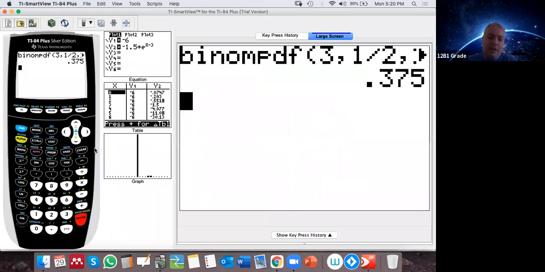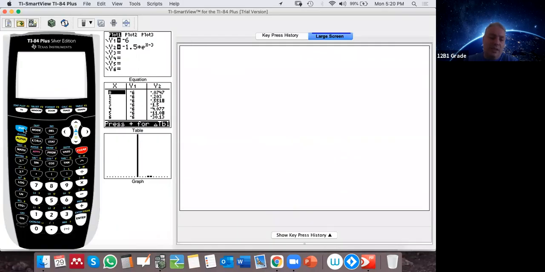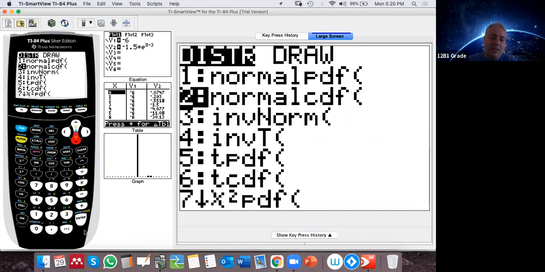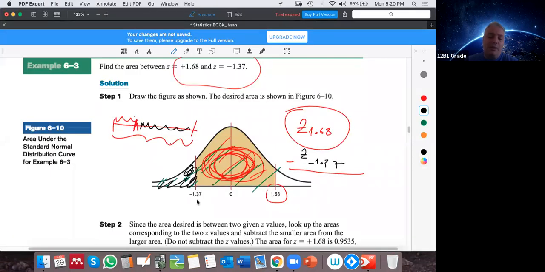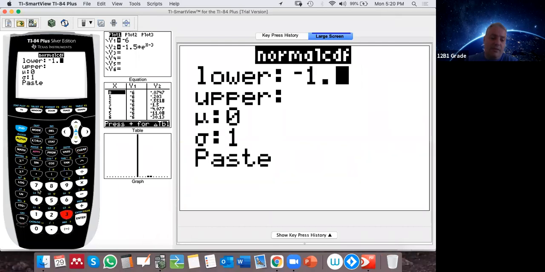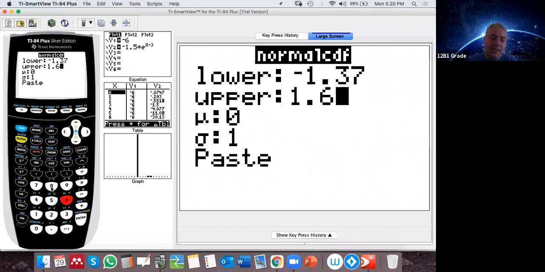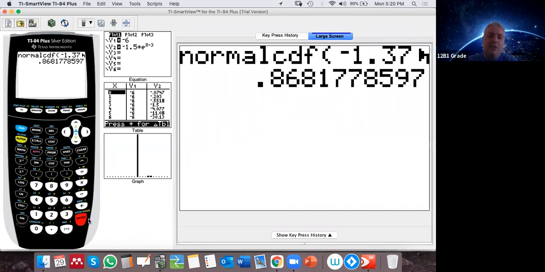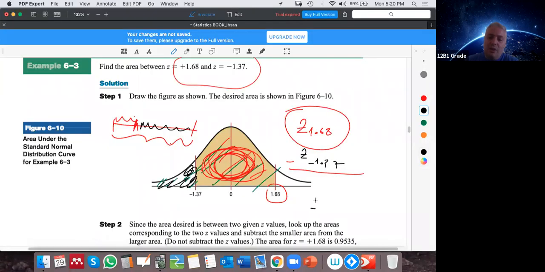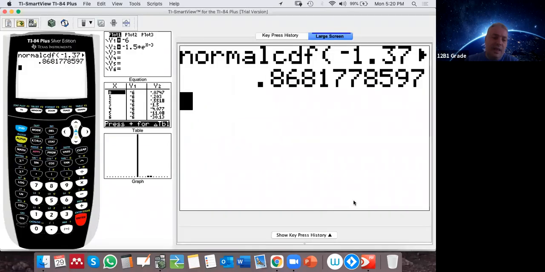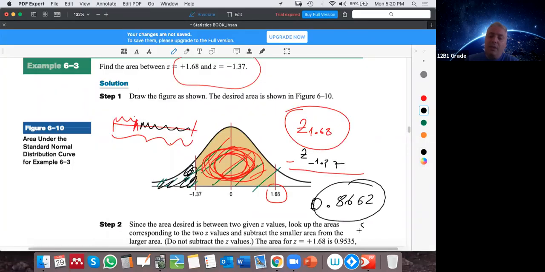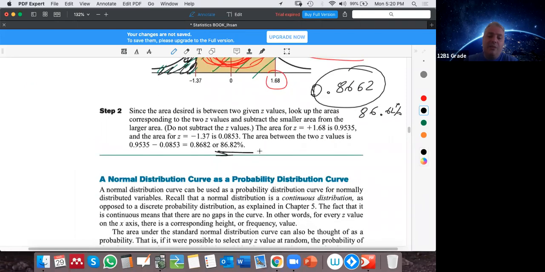Or in my calculator, second variance, normal CDF. When I press enter, the lower bound is negative 1.37 and the upper bound is 1.68. Enter. No need to change mu and sigma since this is the standard deviation. The result is 0.8682, which when I round it means 86.8%. Let's check the calculation, exactly what I said.